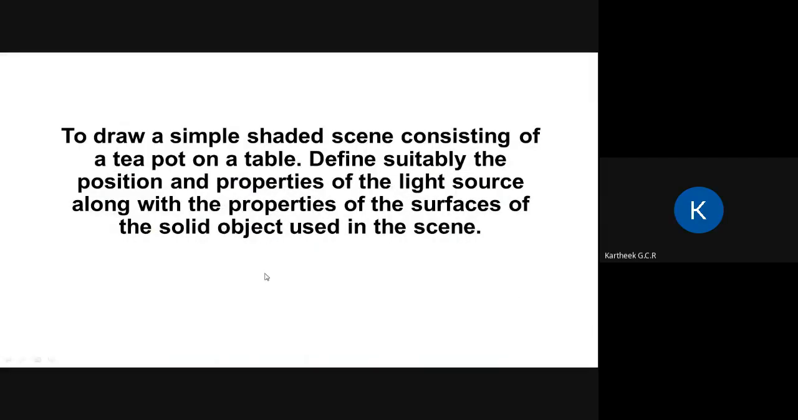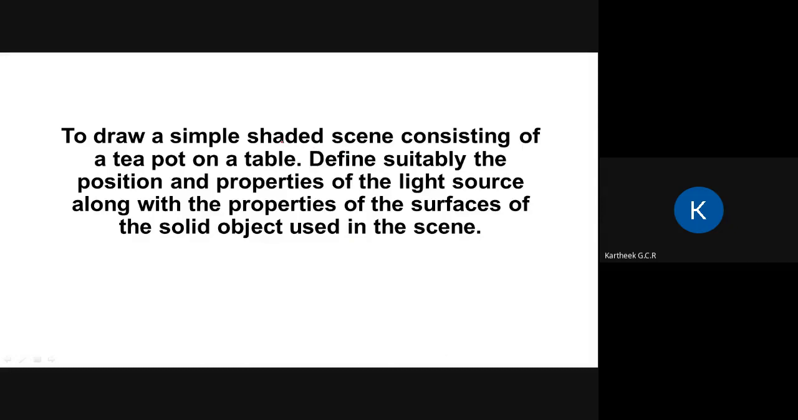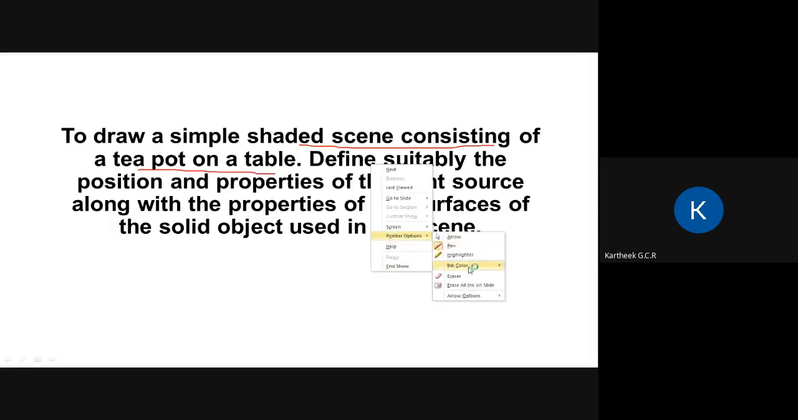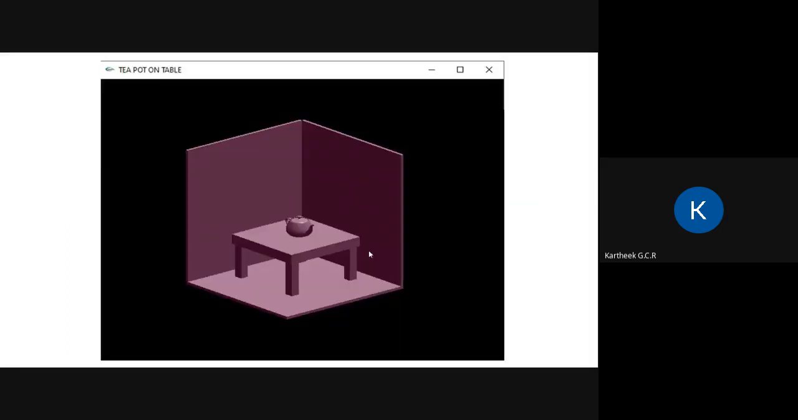Right. So in today's program, we'll be looking at modeling a scene consisting of a teapot and a table, and we'll be defining a light source, and we'll be applying material properties for the scene, and we'll be looking at the result of the light and material properties, whatever we use. So the output of the program should look something like this.